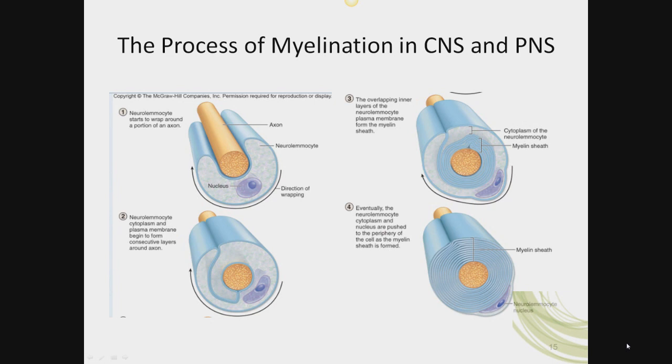Then the overlapping inner layers of the plasma membrane, that's the tube part, are going to form the myelin sheath. Sometimes the name neurolemma is used to describe this delicate, thin outer membrane of the neurolemmacyte. In the central nervous system, an oligodendrocyte can myelinate a portion of many axons, not just one.